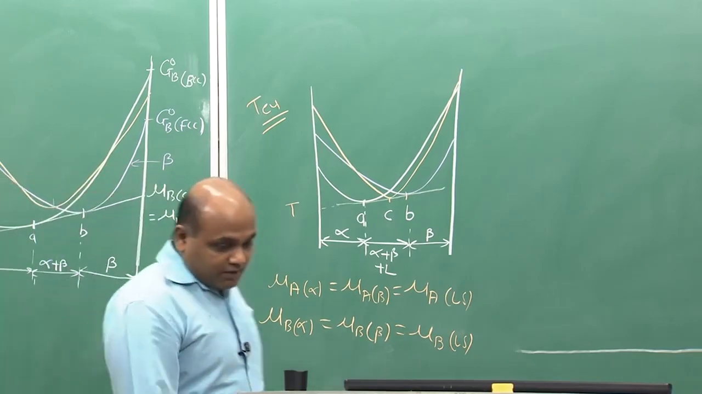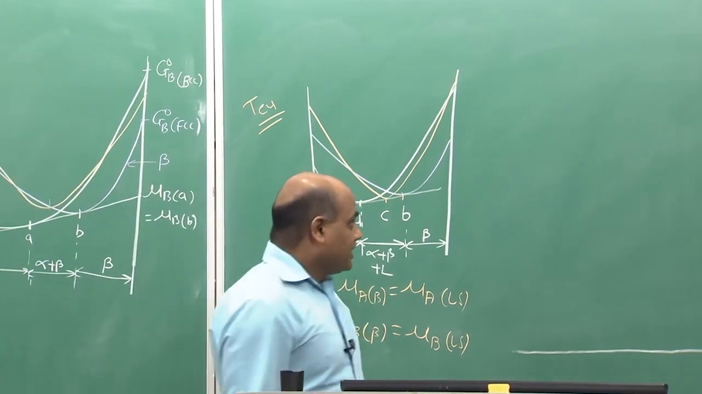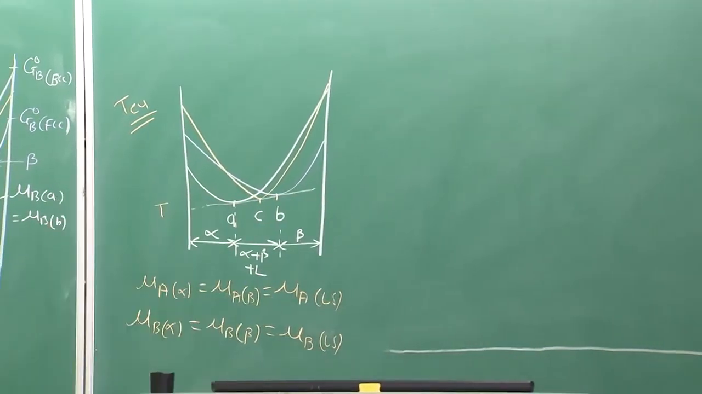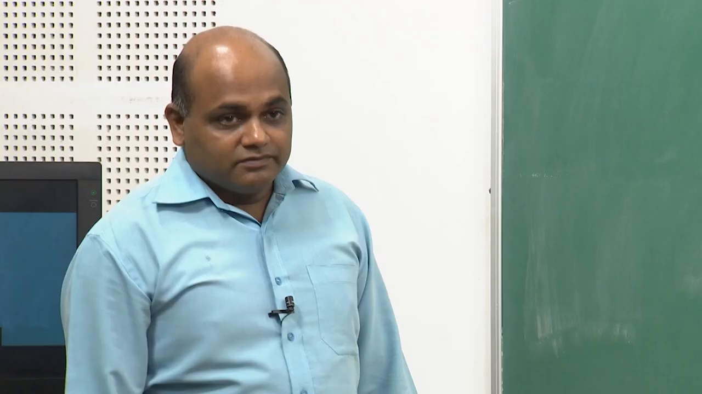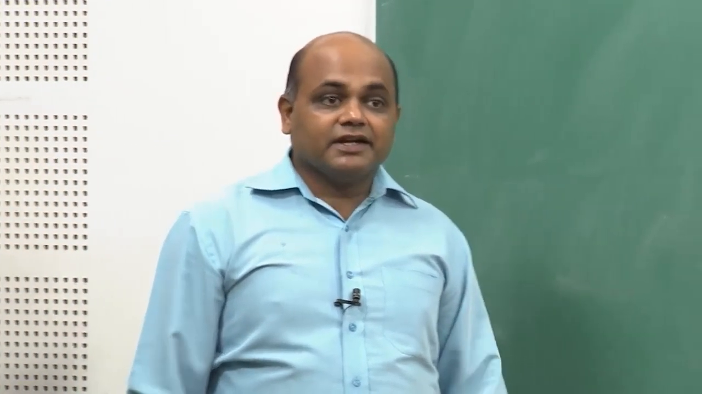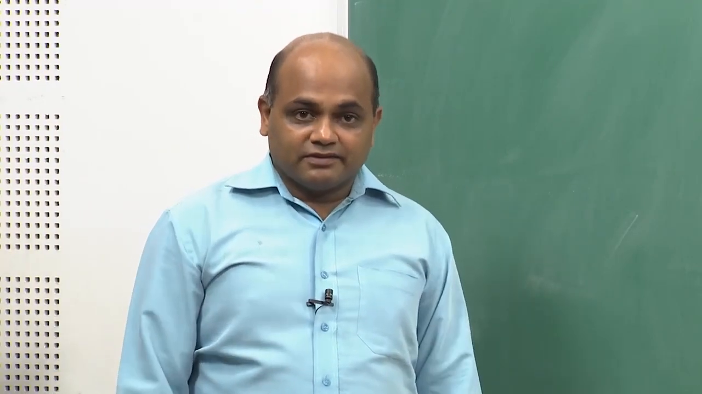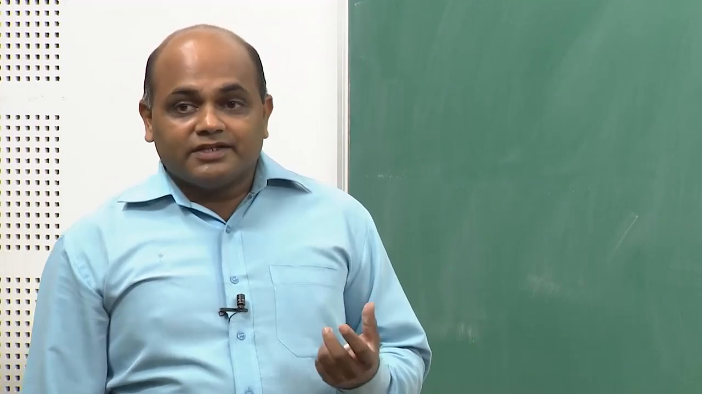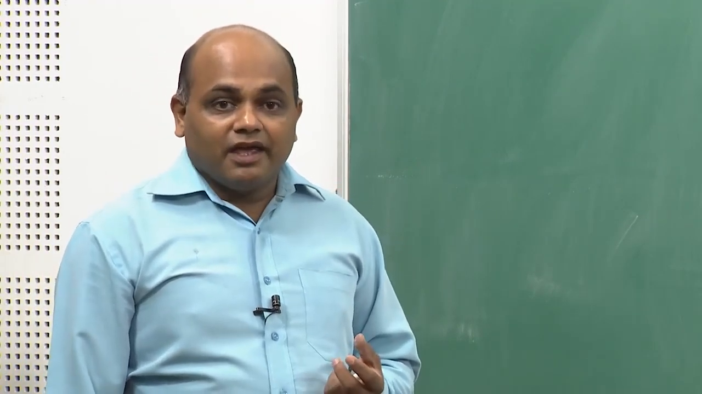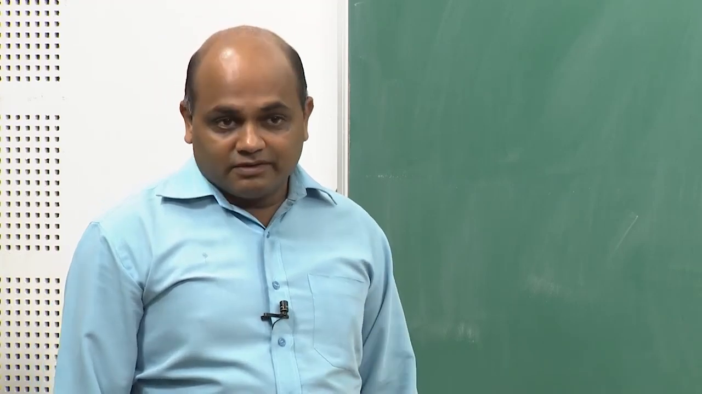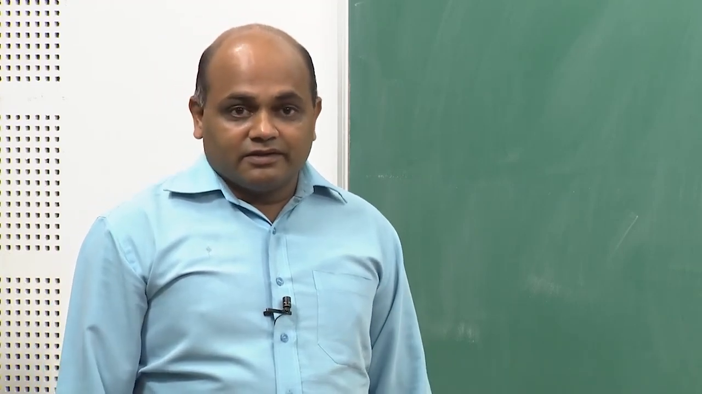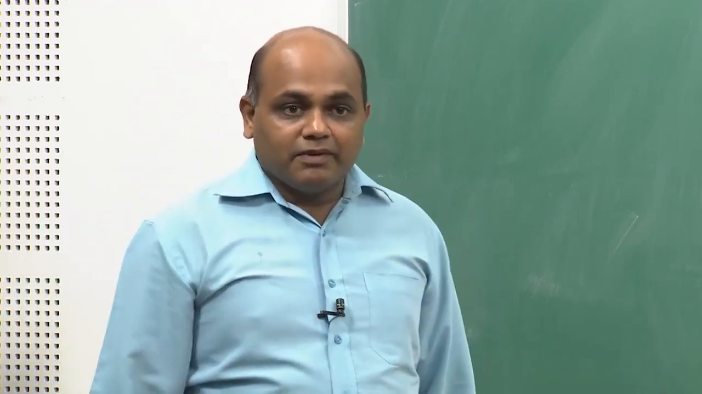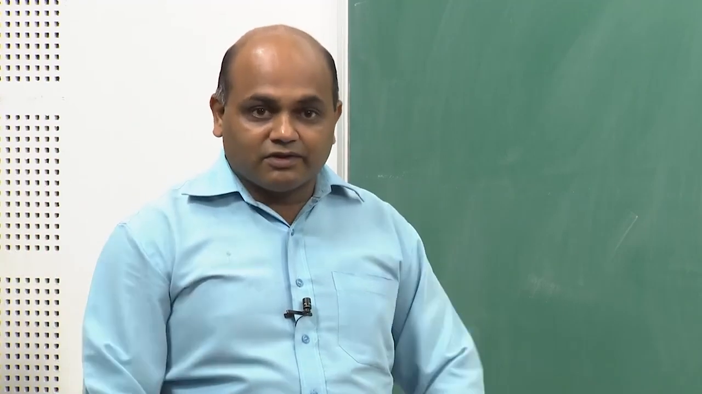Now, let us look at one more case when delta HM is highly negative. So, what should happen when delta HM is highly negative? When delta HM was positive, there is a tendency for phase separation. It developed a miscibility gap, we saw, right. Because delta HM positive means AB bonds are weaker than the average of AA and BB. That means there is a tendency to minimize the number of AB bonds. So, there is a tendency for phase separation.